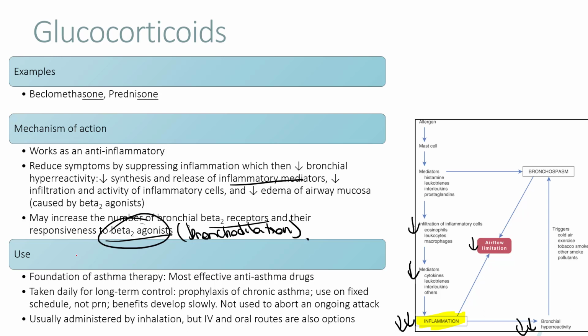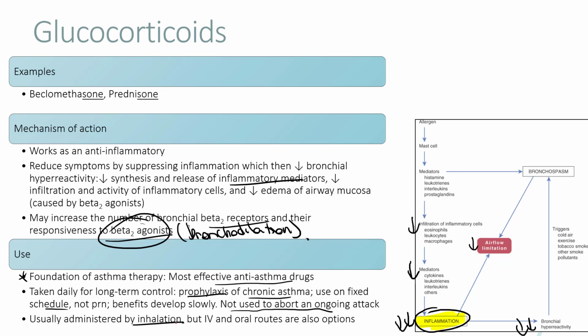All right. Glucocorticoids are the foundation of asthma therapy. Most effective anti-asthma drugs, and again, because we're trying to control the underlying inflammation, it needs to be used on a fixed schedule. So it can't be used to reduce inflammation during an acute asthma attack. It needs to be used as a preventative measure to reduce chronic asthma. So you can see over here, it's not used to abort an ongoing attack, but it's used to reduce the overall inflammation during times when there's not an asthma exacerbation.